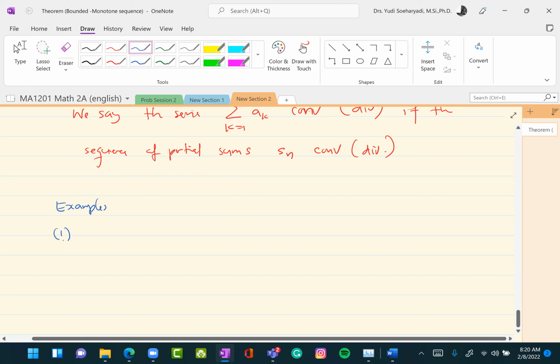Let's start with the one that we had. This is the sum from 1 to infinity of 1 over 2 to the, say, starting from 0. So this is just 1, 1/2, and so on.